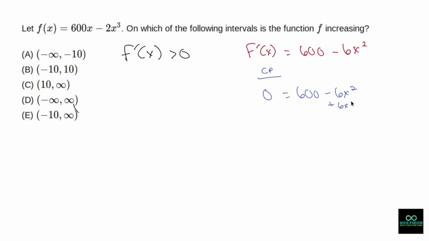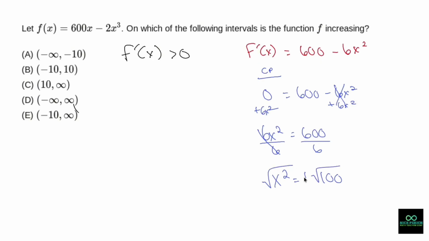Let's add 6x squared to both sides. 6x squared is going to equal 600. Divide both sides by 6. X squared is going to equal 100. And in order to get x all by itself, we take the positive or negative square root of both sides, giving us critical points at positive or negative 10. So here are my critical points.